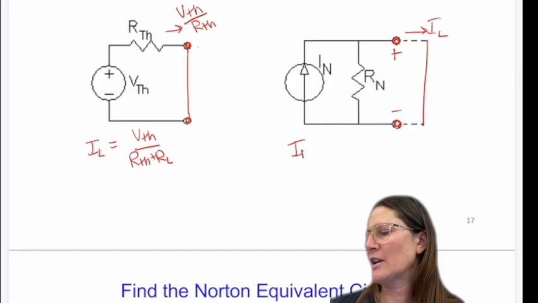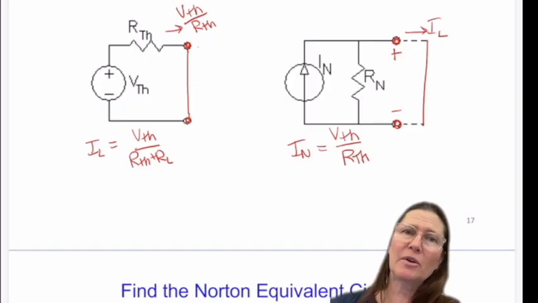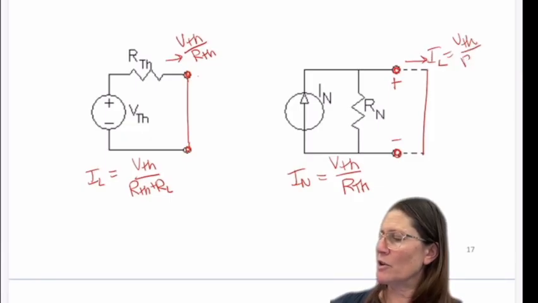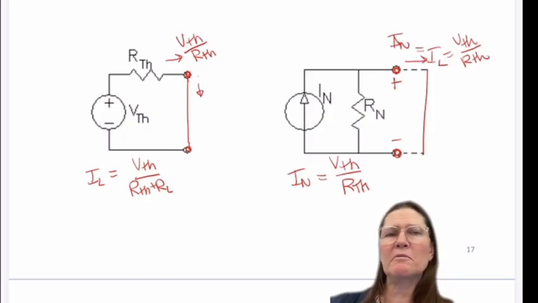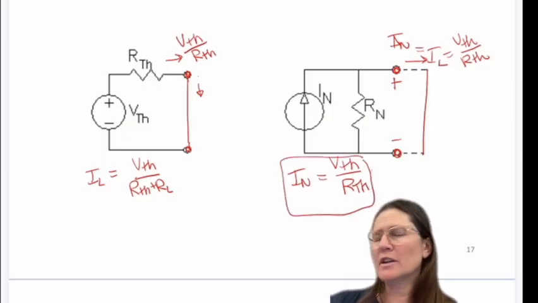So if we set IN to be VTH over RTH, then we're like, okay, those are the same. That current in IL is VTH over RTH because it equals IN. And here, this current would be the same, VTH over RTH. So this is one way to convert it, is just say IN is VTH over RTH.